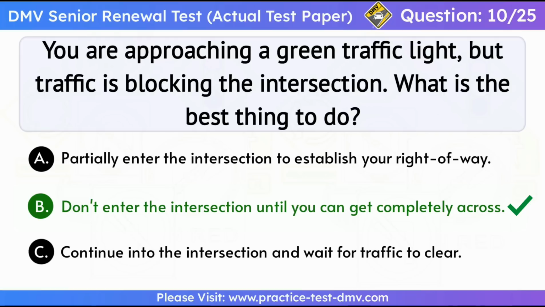Even if your light is green, you must not enter an intersection unless you can get completely through the intersection before the light turns red. If you block the intersection, you can be cited.